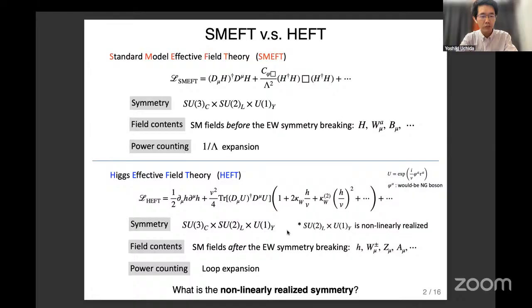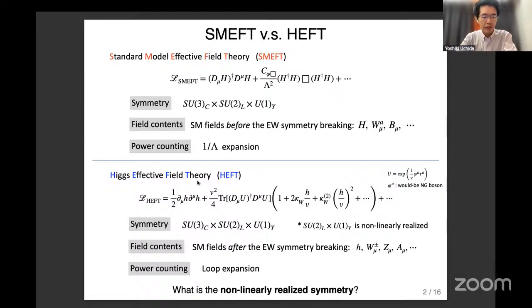The first EFT is the standard model effective field theory, shortly SMEFT. We show the Higgs sector of the SMEFT here. The symmetry is SU(3) times SU(2) times U(1), which is exactly the same as the standard model. The field content is the standard model fields before the electroweak symmetry breaking. I mean the Higgs doublet, SU(2) gauge field, and U(1) hypercharge gauge field, etc. And the power counting is performed in terms of the 1 over lambda expansion. So this is the basics of the SMEFT.